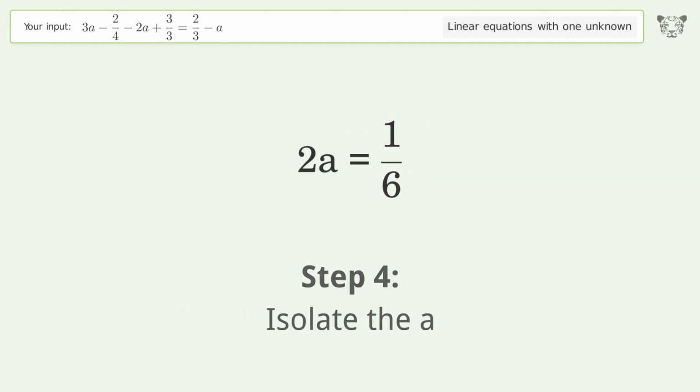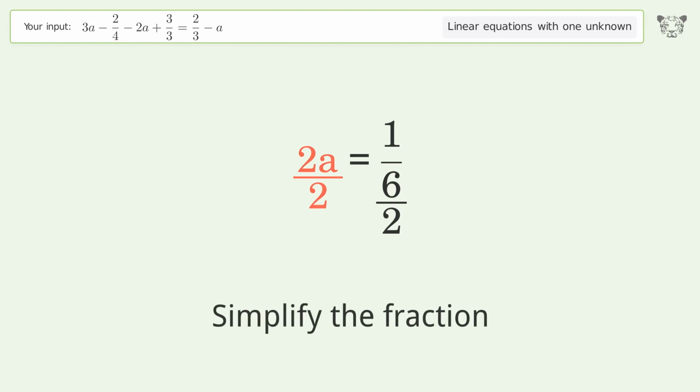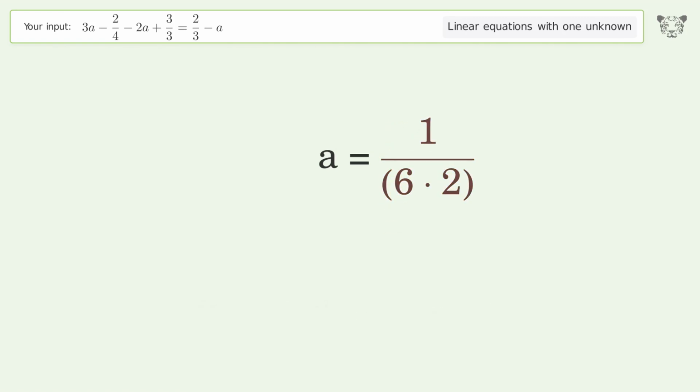Isolate the a. Divide both sides by 2. Simplify the fraction. Simplify the arithmetic. And so the final result is a equals 1 over 12.